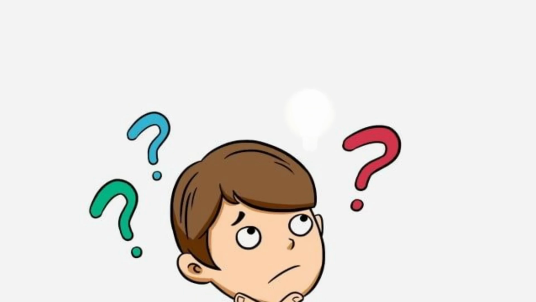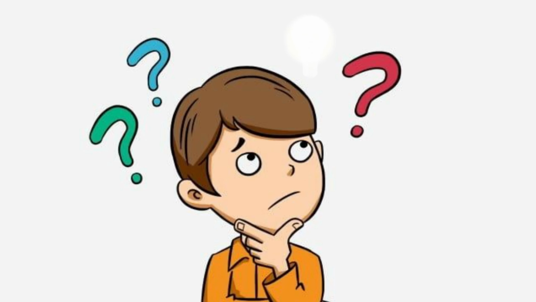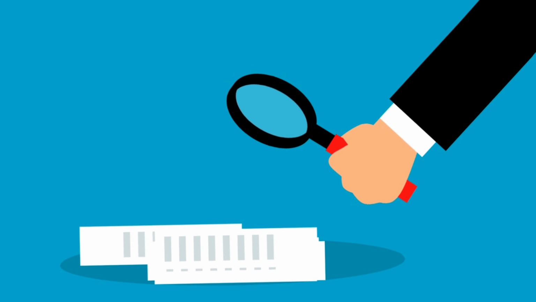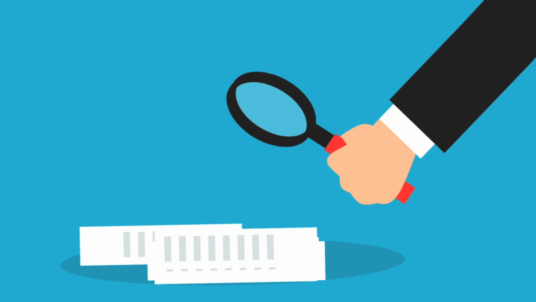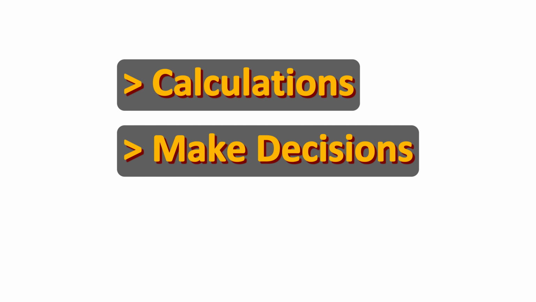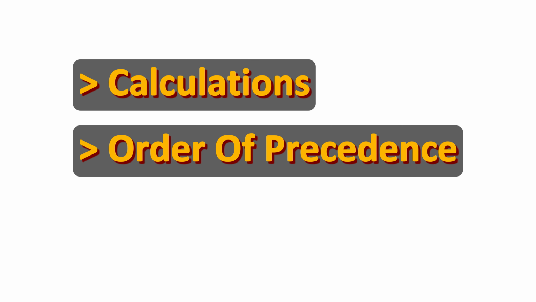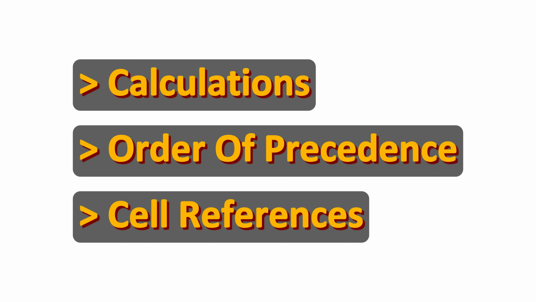Hey there! Have you ever wondered how Excel performs those incredible calculations or makes decisions automatically? Today, we are going to explore something amazing called formulas in Excel. They are like the secret ingredients that power this amazing tool, enabling it to perform calculations, make decisions, and handle data effortlessly. So, get ready to explore the mysteries behind controlling calculations, understanding the order of precedence, the art of cell references, and discover the true magic of Excel.